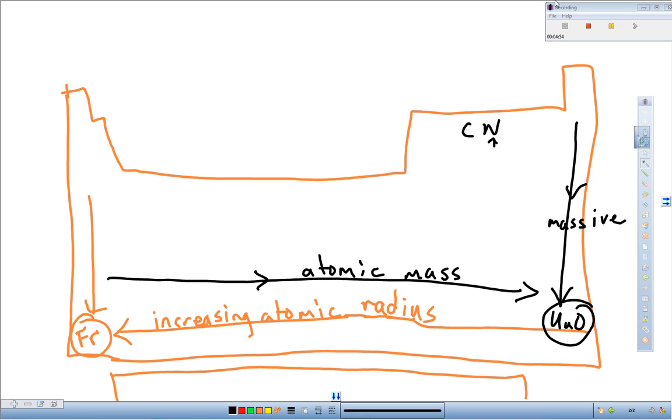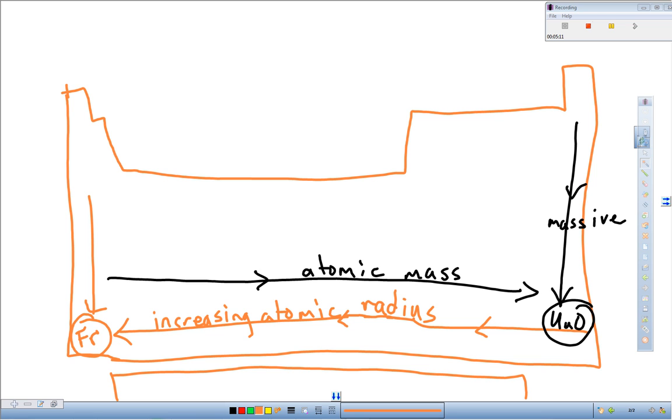Okay. Next. Have a seat. Increasing atomic radius, increasing atomic mass, so my radius arrows go the other way, don't they? The radius is bigger that way, toward francium. Fat francium, heavy UUO.